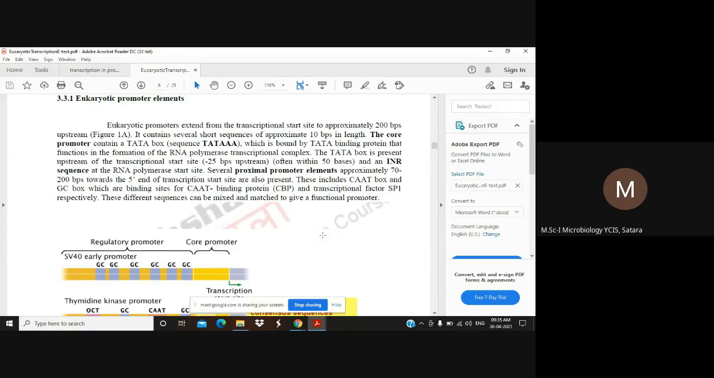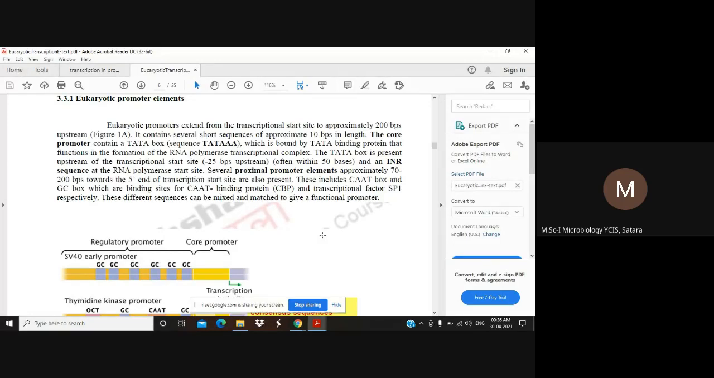These are the TATA box and INR sequence at the RNA polymerase start site. So there are some more boxes present like the TATA box. There are several other promoter elements. And why such complex nature is there in case of eukaryotic promoter? There is a high level of regulation, and because of this high level of regulation, the structure of the eukaryotic promoter is more complex than that of the prokaryotic promoter.